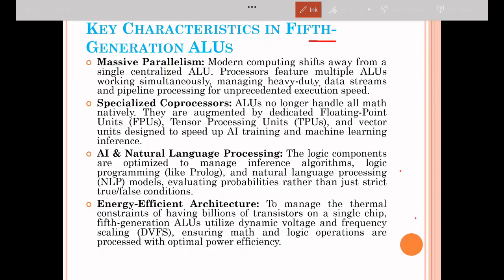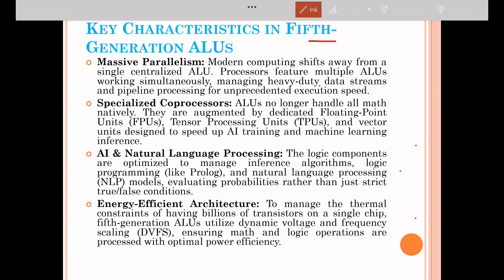So the fifth generation manages actually billions of transistors in a single chip to perform the task. This means a fifth generation ALU utilizes dynamic voltage and frequency scaling for logic operations and proceeds with optimal power efficiency. According to the fifth generation, this is the definition of ALU. Okay. So now we are going to the next topic.